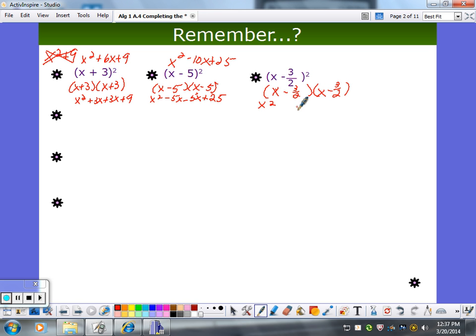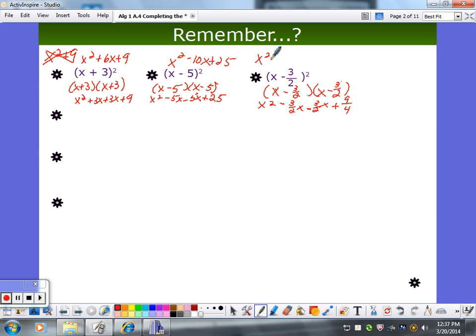X times negative 3 halves is negative 3 halves x. Well, here it is again, negative 3 halves x. What's this thing times this thing? First of all, negative times negative is positive. 3 times 3 is 9, 2 times 2 is 4. Is it very hard to square a fraction? Tell me the hard part. You square the top, you square the bottom. That's it. So now I combine my O and I here.